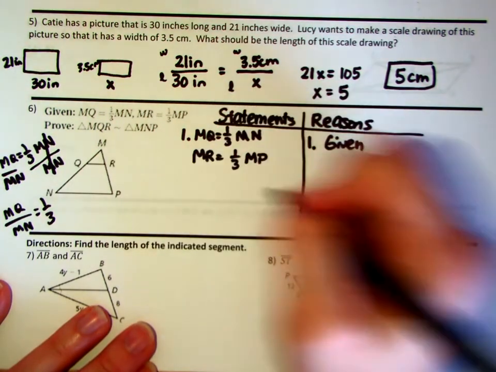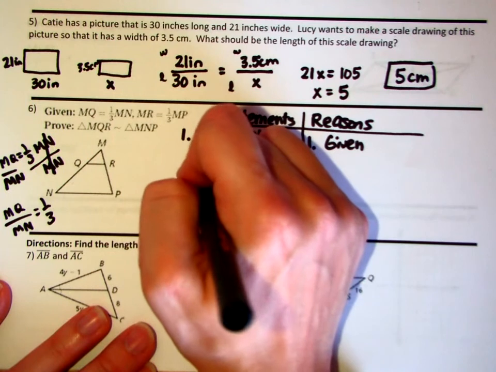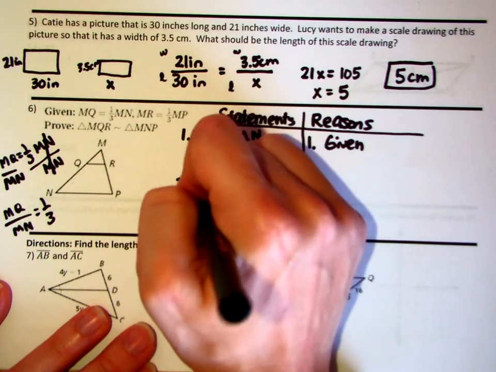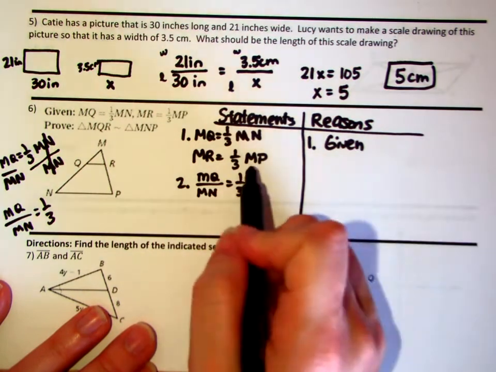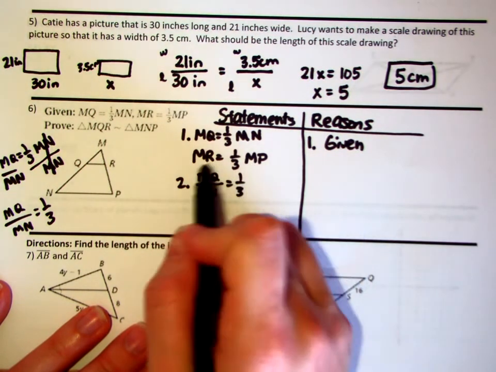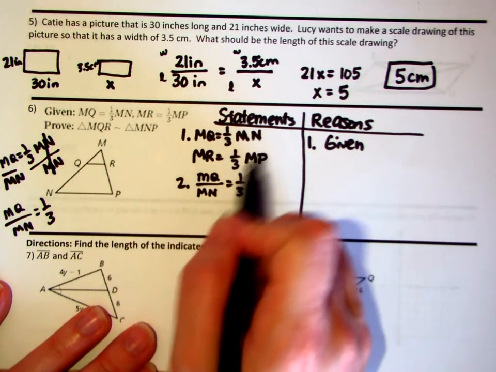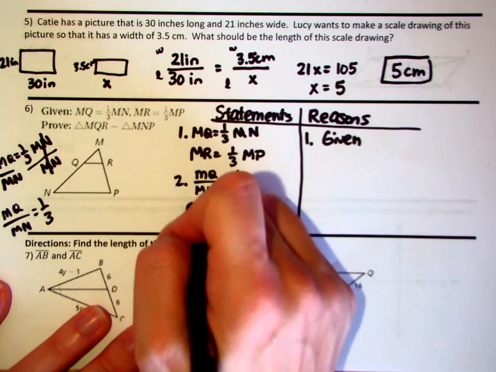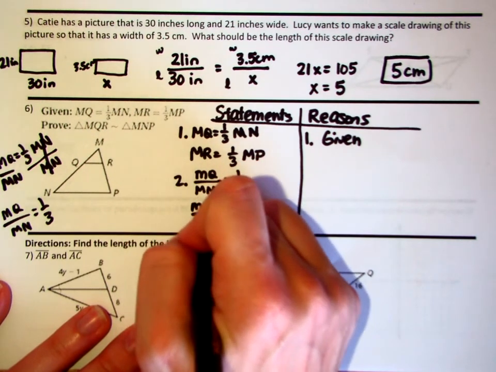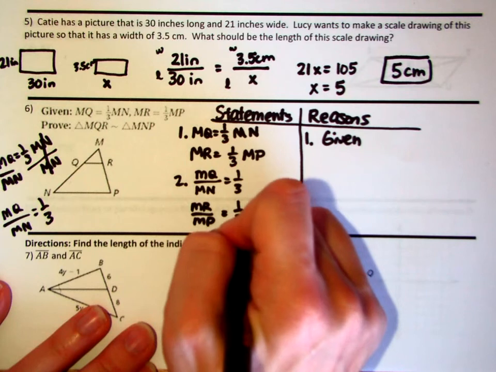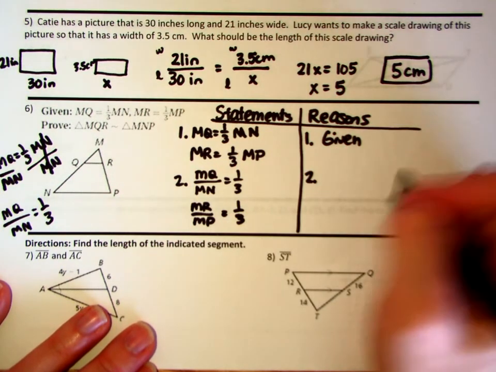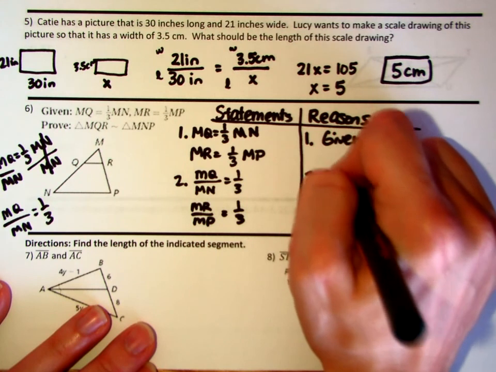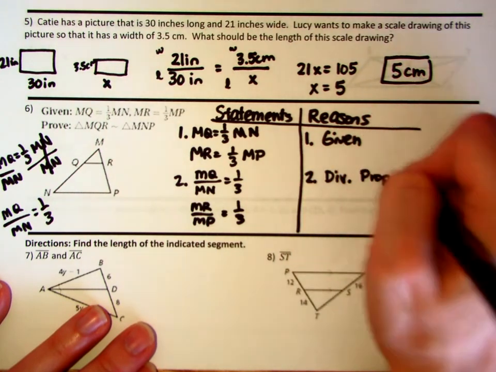So, what I'm going to do for number 2 is write that MQ over MN is going to be a 1:3 ratio. I'm going to do the same with this one here. If I divide both sides by MP, the MPs would cancel over here, and on this side I would have MR to MP would be 1/3. So notice they both have the same side ratio. So this right here was the division property of equality.